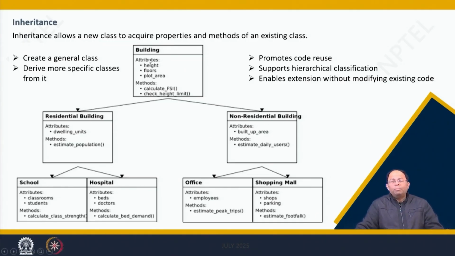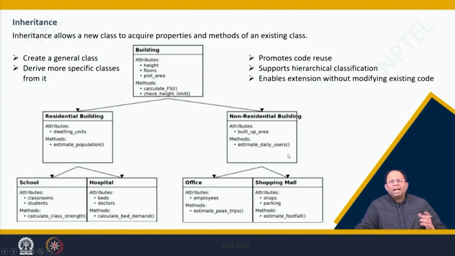Over here you see a building object which has attributes like height, floors, plot area, and two methods to calculate FSI and to check height, which we have already learnt earlier. Now I create new classes which inherit from the building class, and there are two new classes. One is residential, one is non-residential. Now the residential building has all the attributes and the methods of the building class, plus we are adding a new attribute called dwelling units, and a method called estimate population. Similarly, for non-residential buildings, we are using an attribute called built up area and a method called estimate daily users, right?